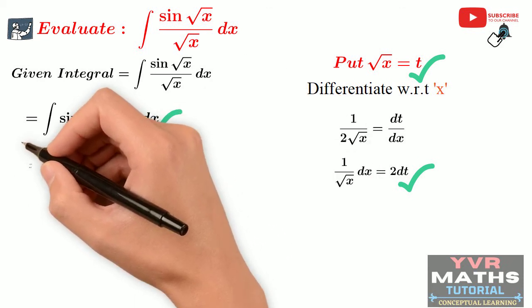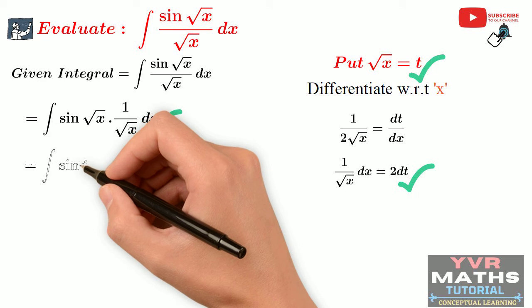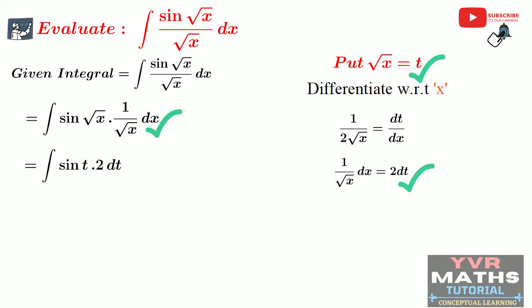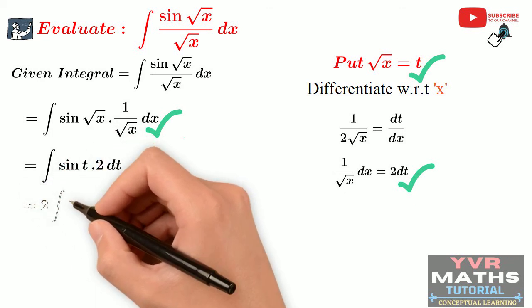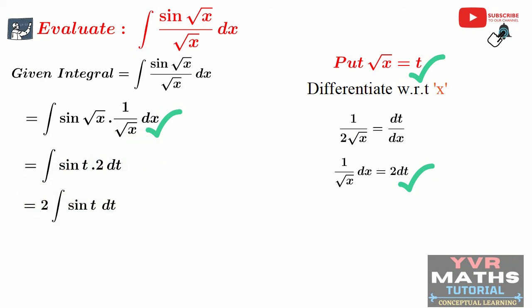See here, integral sine t into 2 dt. Why? Because here root x we consider as a new variable t and 1 by root x dx we got 2 dt. That's why we got this function. If you observe in this integral, we have a constant 2. So by using basic properties of indefinite integrals, the constant 2 we can write outside of the integral. Then the new step is 2 into integral sine t dt.